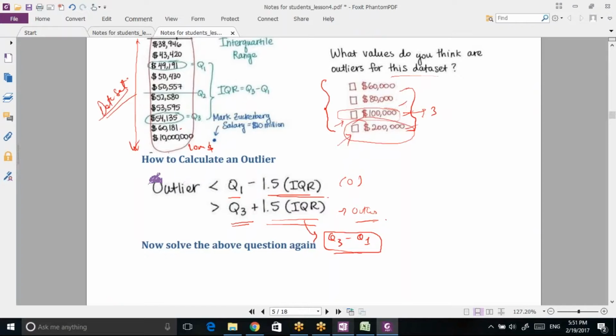Clear? This you should always remember. This is one of the ways of calculating outliers. Anything less than Q1 minus 1.5 IQR and anything more than Q3 plus 1.5 IQR.